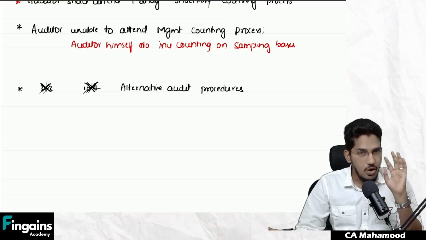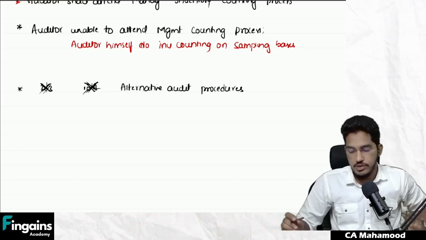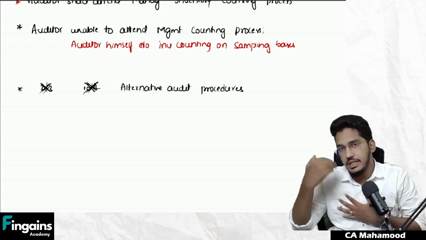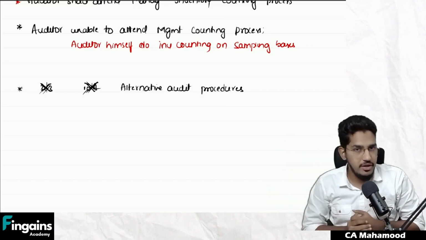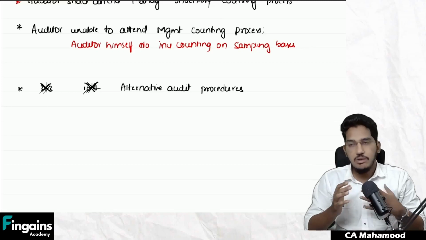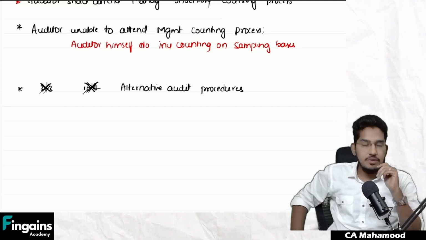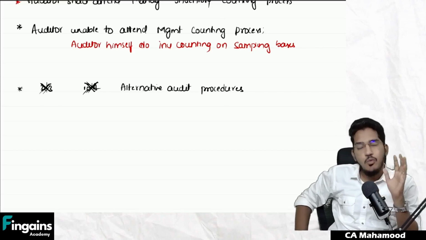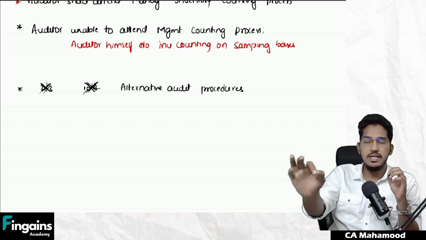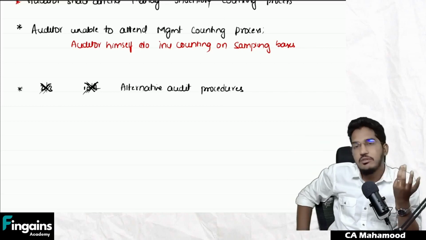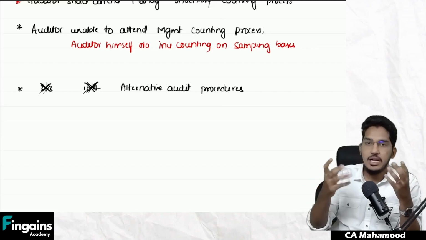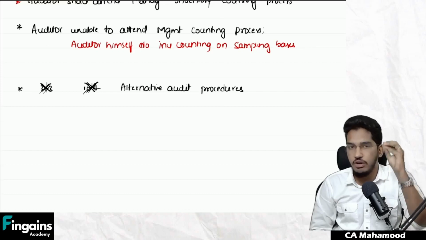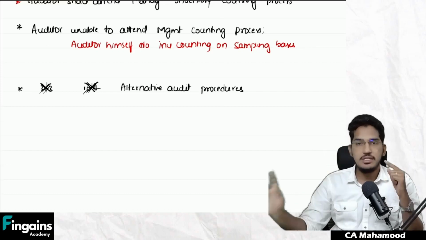Alternative audit procedures means they have left it to your choice. I am an auditor. I am unable to attend inventory counting, and going and doing the inventory counting myself has become highly impracticable. Now the standard has left it to my choice. You think of any alternative audit procedures. You sit and think what else you can do to obtain audit evidence regarding existence and condition of the stock. Sit and analyze what alternative audit procedures you can do to obtain audit evidence regarding that stock.